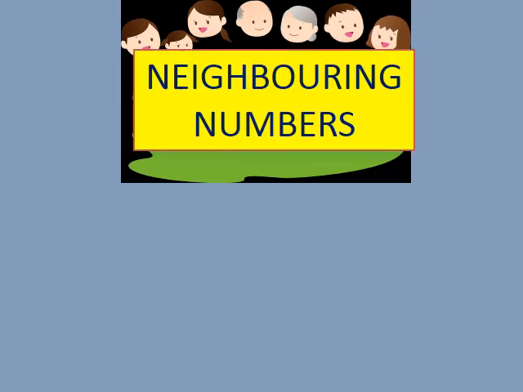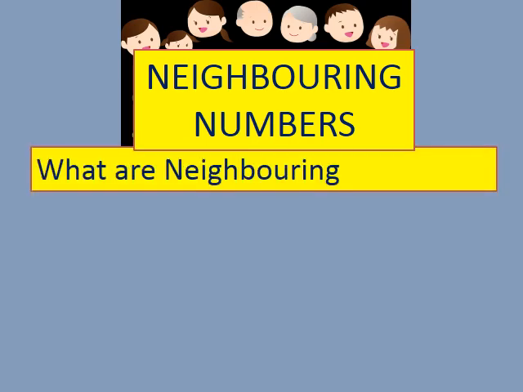Similarly, today we will be doing something wherein we will be finding out the neighboring numbers. What are neighboring numbers? As I told you, neighbors means those are the people who live next to our house, who are very close to us. Same way, neighboring numbers are those numbers which are near or which come before and after a given number.